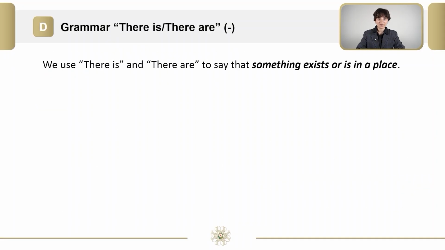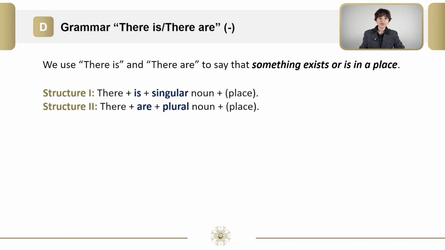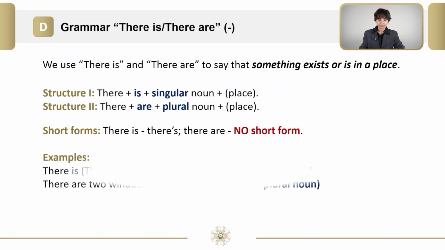Now, let's learn some grammar. We use there is and there are to say that something exists or is in a place. Structure number 1 is there plus is plus singular noun plus place. Structure 2 is there plus are plus plural noun plus place. Short forms: there is becomes there's; there are has no short form.